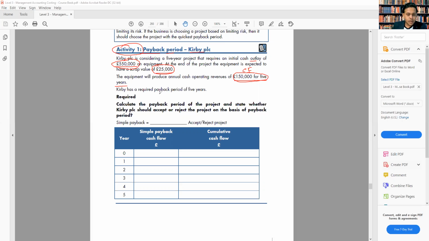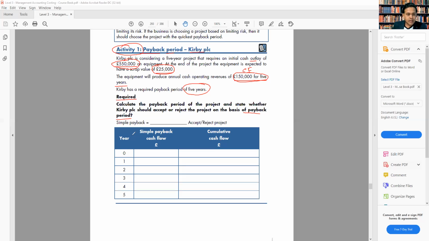Kirby has a required payback period of 5 years. So the company has a policy: we have to get the return within 5 years. If we don't get the return within 5 years, we will not accept the project. The requirement here is to calculate the payback period of the project and state whether Kirby PLC should accept or reject the project on the basis of payback period. All right, so let's do that.